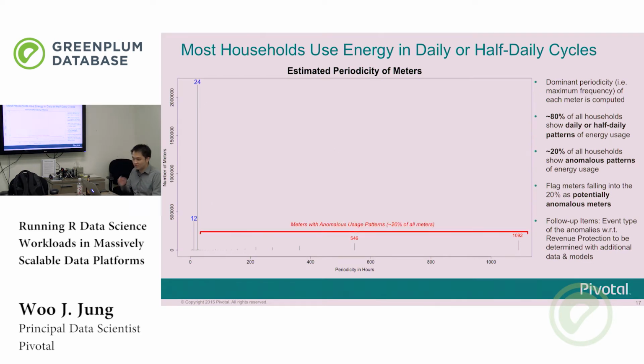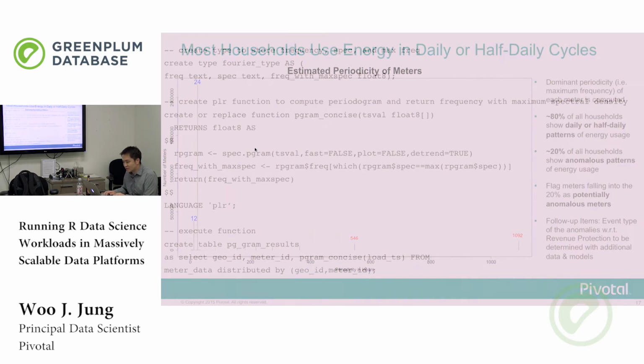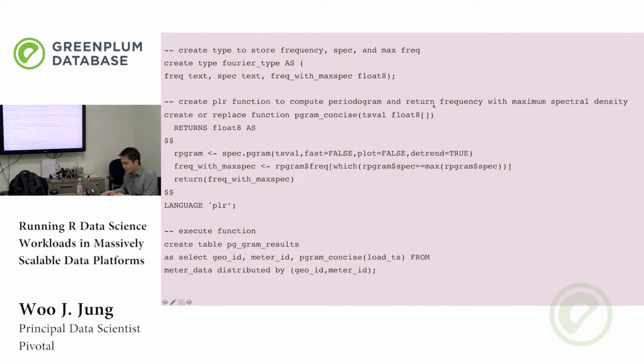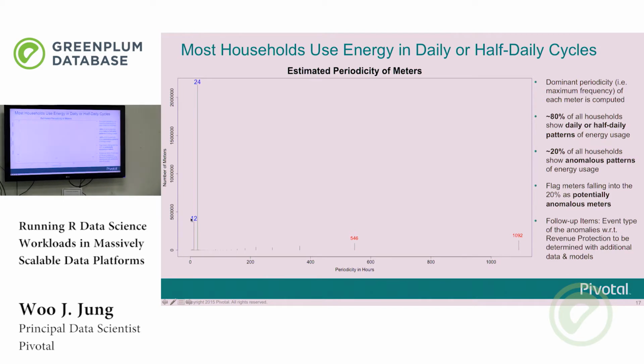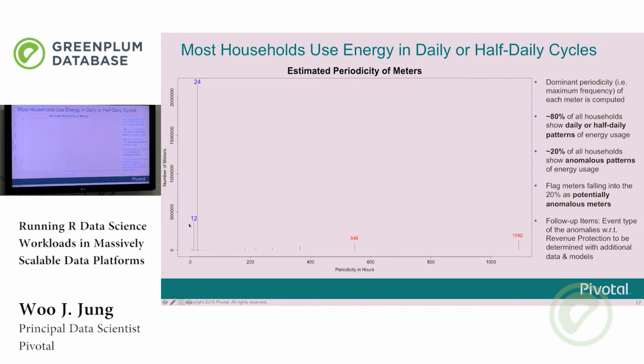I won't go into too many details, but we found that most households use energy in daily or half daily cycles. If we go back to this PLR function, this frequency with maximum spectral density that we spoke of here is the thing being returned by the function. We plotted all those values on this graph here, and you can think of this one as a histogram. We're seeing that most households have a 24-hour cycle of energy usage, and households that don't see a 24-hour cycle see a half daily cycle usage of energy.